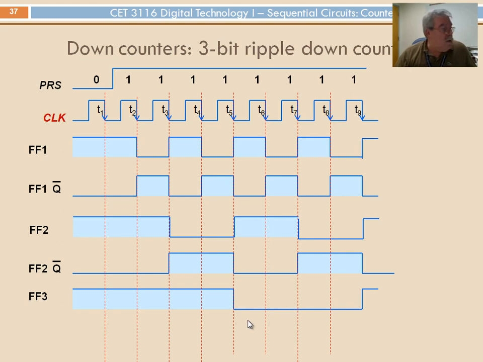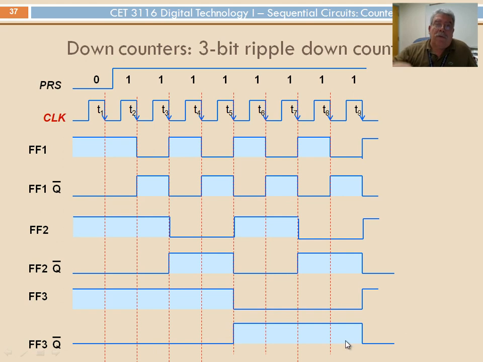The only thing that you need to keep in mind is that we're using the complemented output to feed the clock of the next flip-flop. This is the complemented output. We are not using any other stage. That would be the clock if we had a next flip-flop, an extra flip-flop for counting 4 bits.